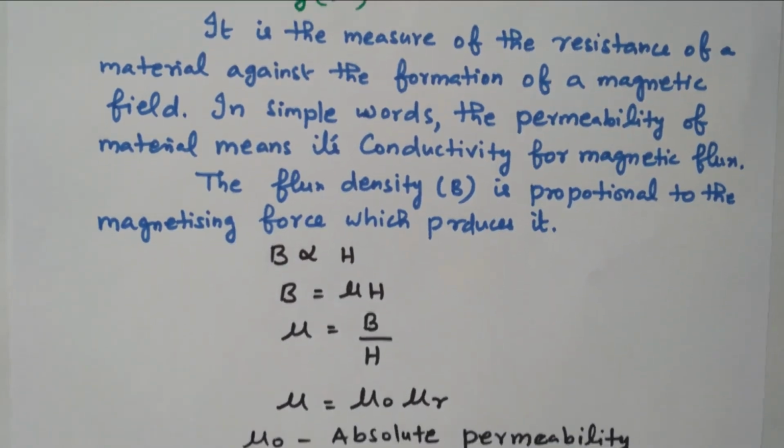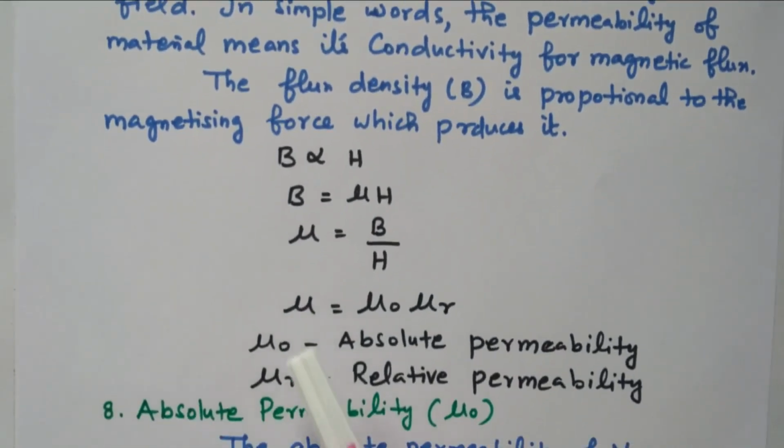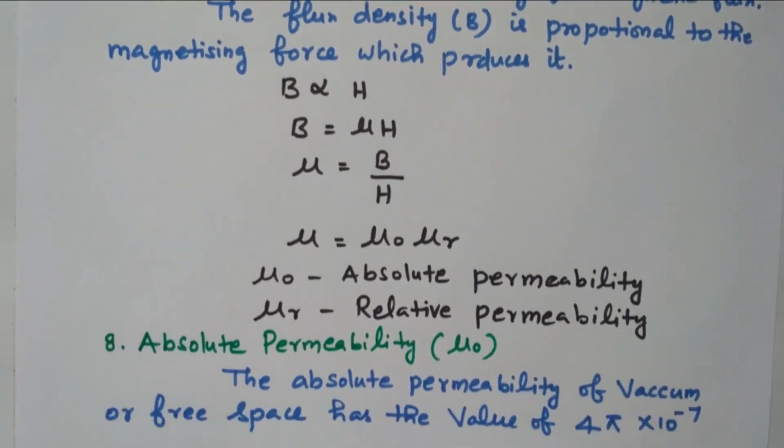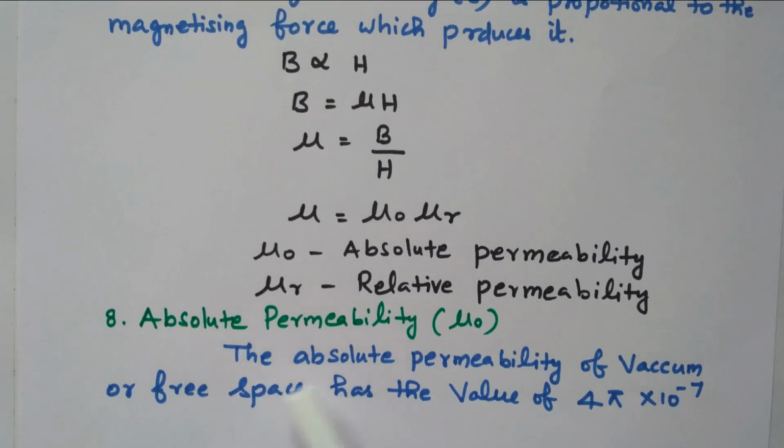Mu has two terms: mu equals mu naught into mu r. Mu naught means absolute permeability, and mu r means relative permeability. Now we will see what is meant by absolute permeability and relative permeability. The absolute permeability is that of a vacuum or free space. It is a constant, 4 pi into 10 to the power minus 7.